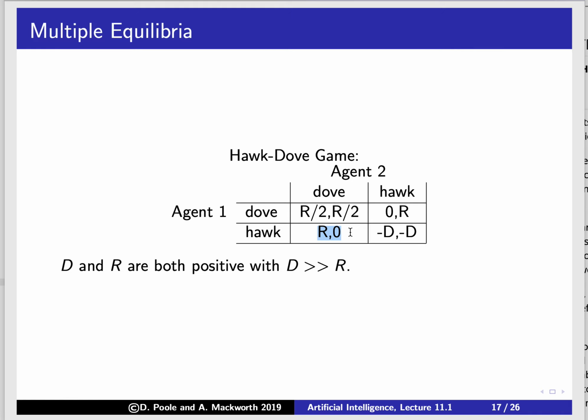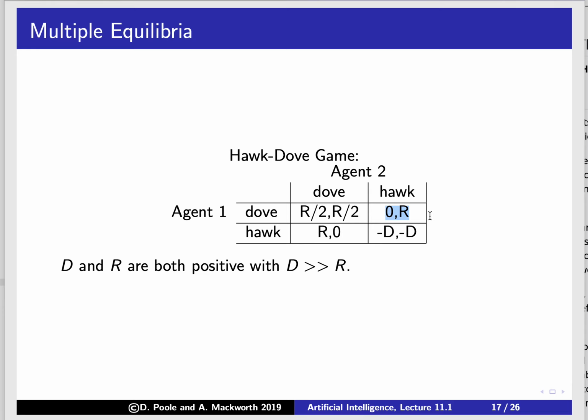If you're at this position where agent 1 is a hawk and agent 2 is a dove, then agent 1 has no incentive to act like a dove, because then they only get half the resource. Agent 2 has no incentive to act like a hawk, because then they go from 0 to minus D. So this is one Nash equilibrium: one agent acts like a hawk and the other agent acts like a dove.